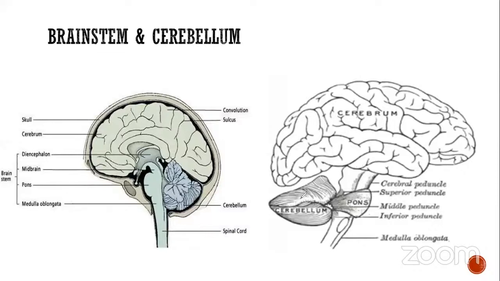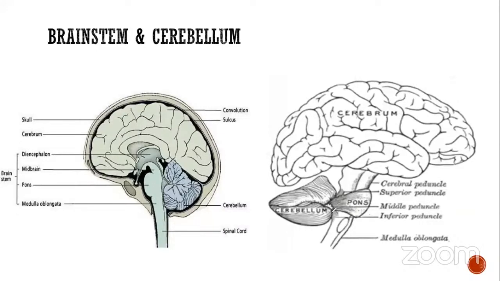Next part is the cerebellum. It consists of two cerebellar hemispheres, right and left, connected together by the median part called the vermis. Each cerebellar hemisphere has a circumscribed mass on its inferior surface, known as the cerebellar tonsil. The cerebellum lies in the posterior cranial fossa, covered by the tentorium cerebelli.